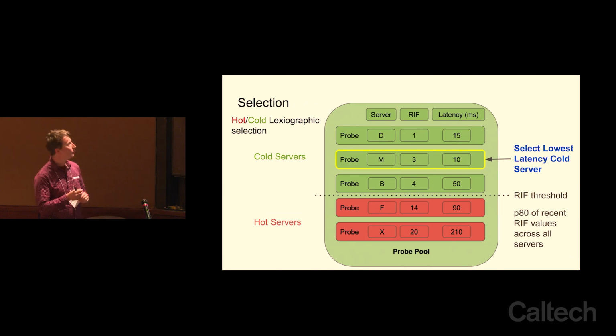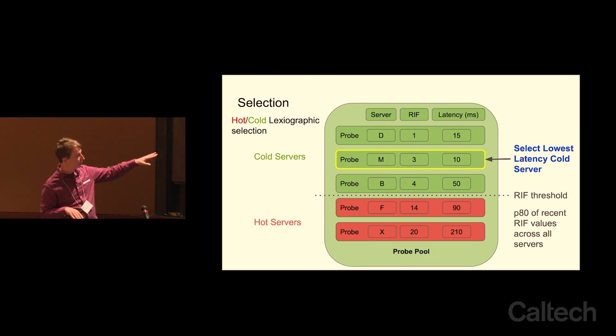And the way the client decides which server to send to is, it has this pool of probes that's just being regenerated all the time, and we do this hot-cold lexicographic selection. We classify servers into hot and cold to allow us to satisfy two objectives. One of them is to try to limit the maximum number of requests on any server in order not to blow up the memory, but also to select the servers that are fast. So we have some sort of threshold for how many requests in flight constitutes being hot versus cold. Servers that have more than that threshold amount of requests, we just call hot. In the first phase, we don't select from them. We only select from cold servers, and then we select the server that has the lowest estimated latency.